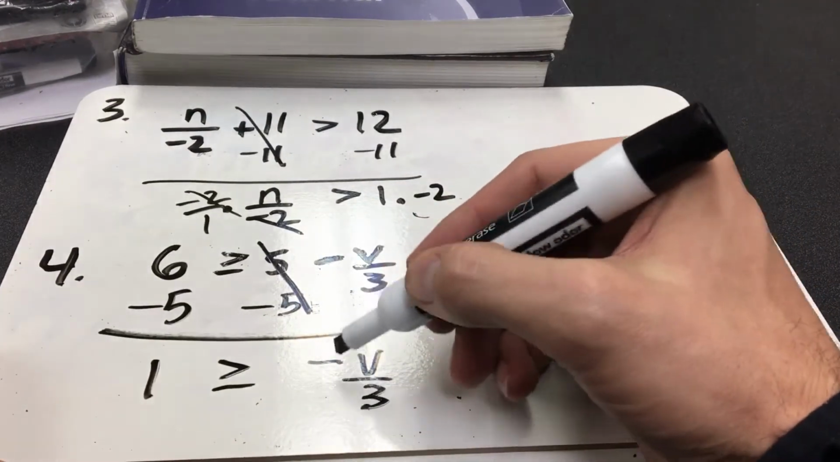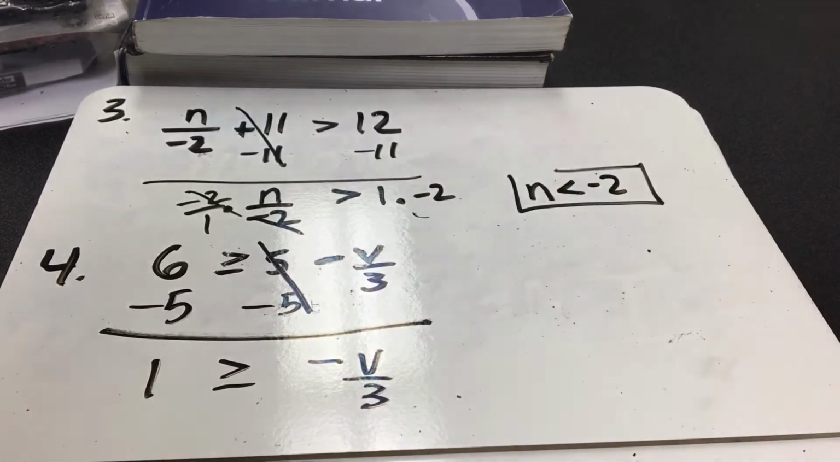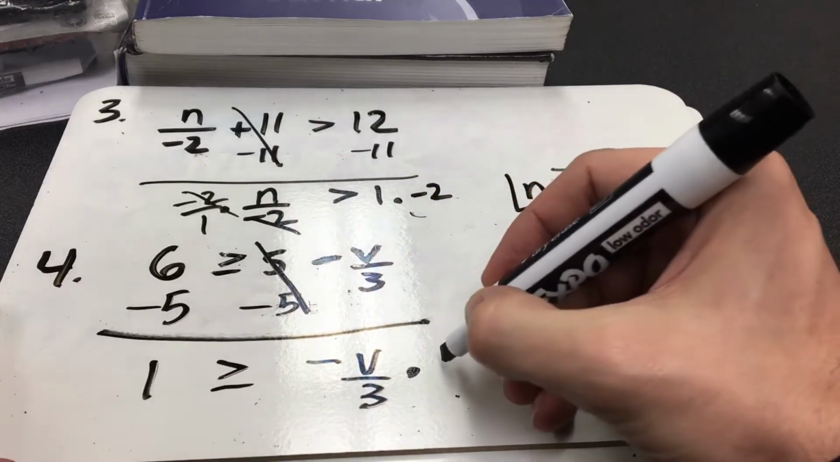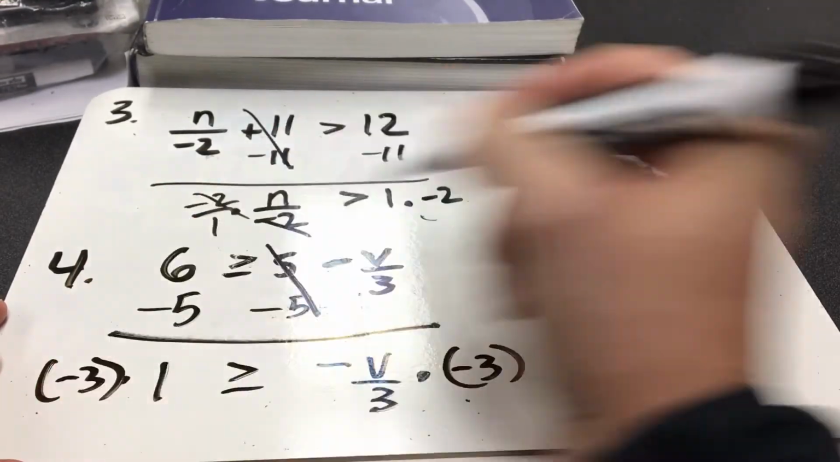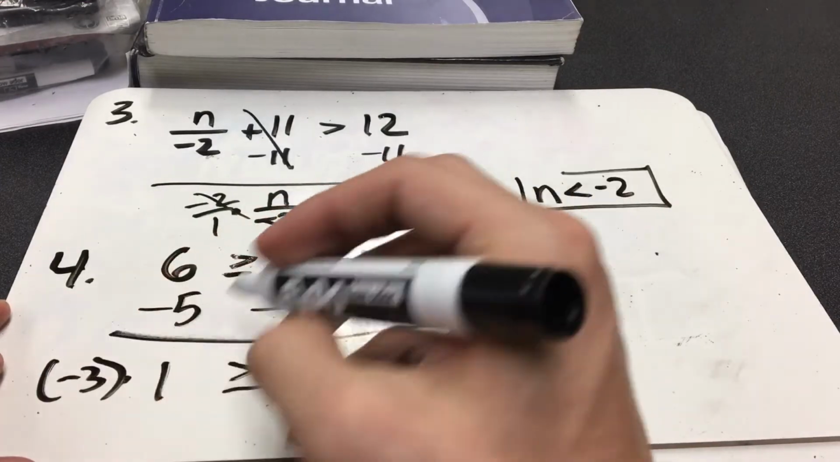Don't get fooled. If the negative is up here, sometimes they'll put the negative on the bottom. Sometimes they'll put the negative out in front. It doesn't matter. It's just a negative. And so instead of dividing by negative 3, we're going to multiply by negative 3. I'm going to put it in parentheses just so you don't get it confused with subtracting. Here it cancels out. And here negative 3 times 1 is negative 3.